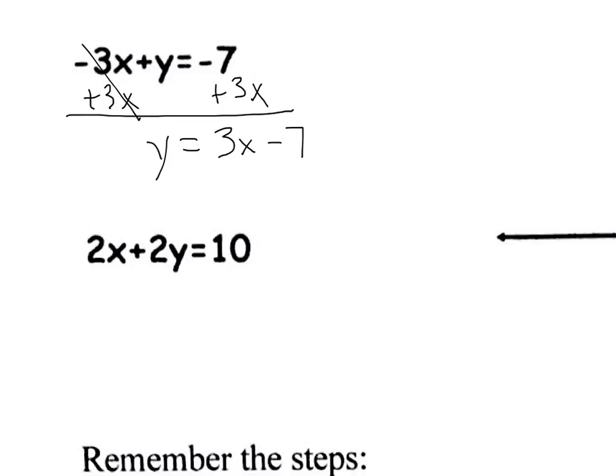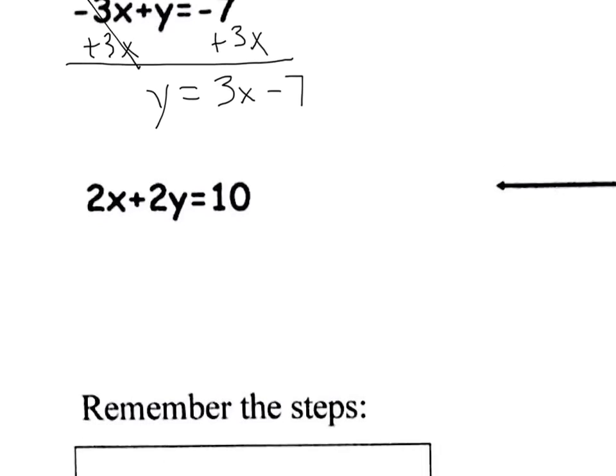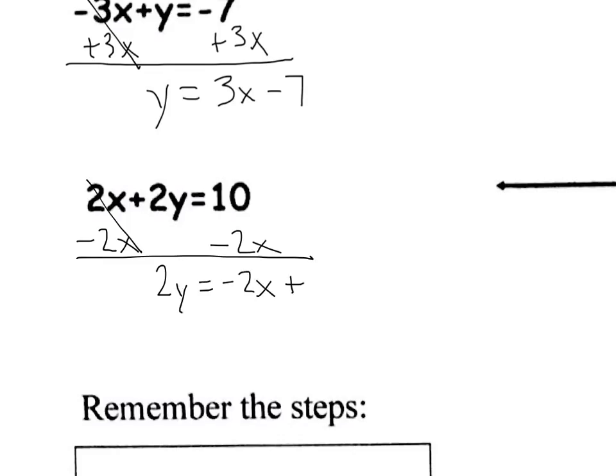Now we've got to do the second one. Okay, we're solving for y. Remember, you always move the other one first. This needs to go over here. Since it's positive, we're going to subtract 2x from both sides. That'll cancel. So I have 2y equals negative 2x plus 10. Then y is still not by itself, so we've got to divide by 2. Y is now by itself. Negative 2 over 2 is negative 1, so y equals negative x plus 5.